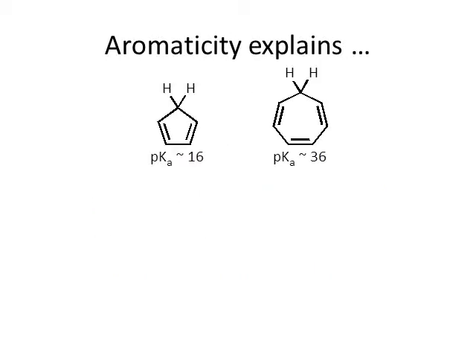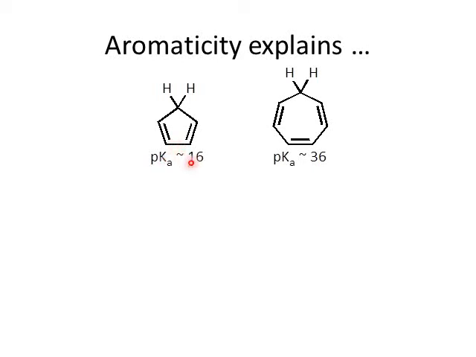Now, this idea of aromaticity and anti-aromaticity and non-aromaticity helps explain a lot of things. Let's look at a couple of examples. Here I show two molecules, cyclopentadiene and cycloheptatriene, and they have very different pKa's. Recall that pKa is a logarithmic scale, and so if I have two things that are 20 pKa units different, this guy on the left is 10 to the 20th times more acidic than the one on the right. The lower pKa is the more acidic.